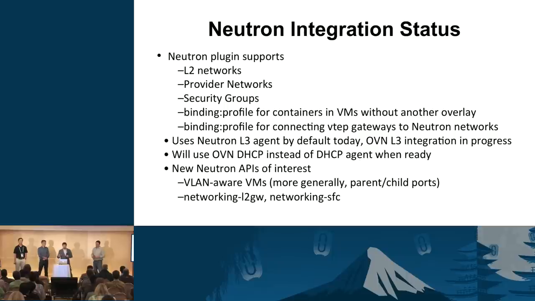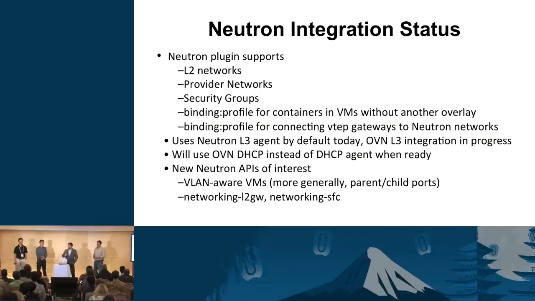One of them is special support for containers running in VMs. A lot of people running container applications in VMs don't want to create another layer of overlay networks for their container applications. So we have a way to have those containers independently connected to networks managed by Neutron or OVN. But there's not really an API to express that in Neutron, so we've got a special binding profile you can use to do it.